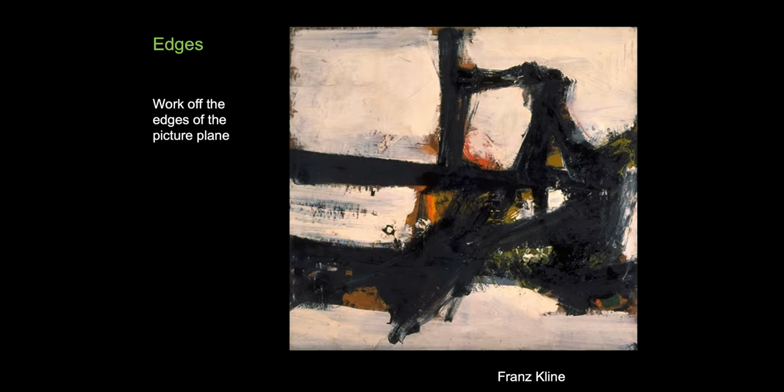Franz Kline, I should say, is an abstract expressionist painter, very well-known, worked in the 50s and 60s, and as you can see, really is working off that tension against the edges of his painting. Any change in the relationship to the edges would really be a huge change in this composition.